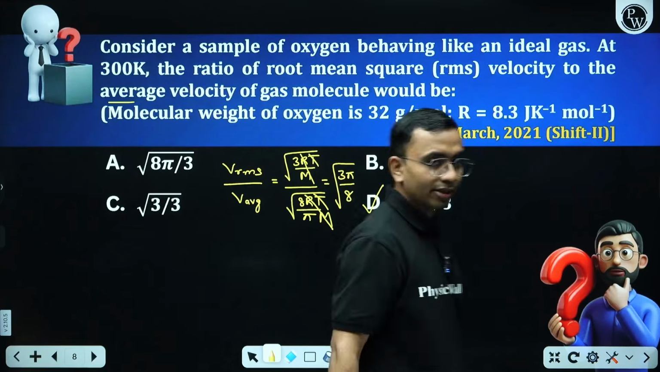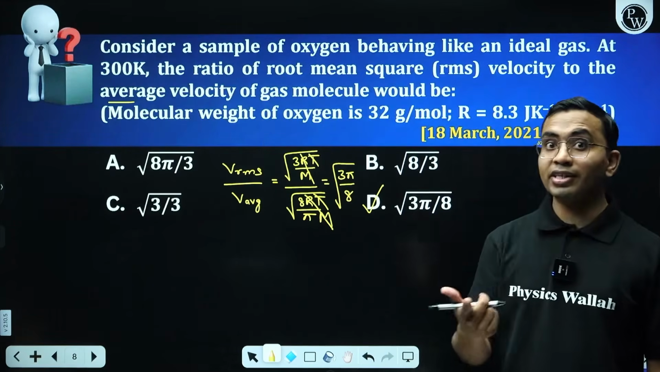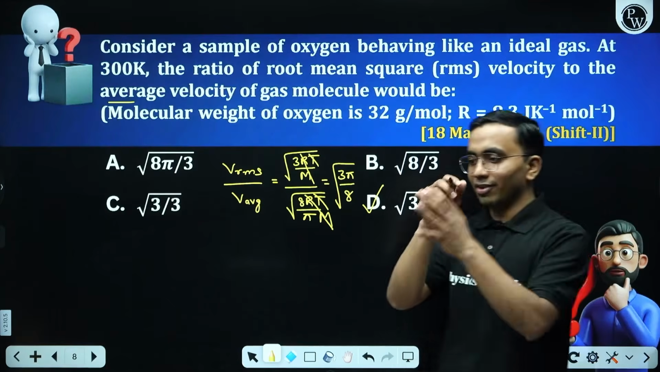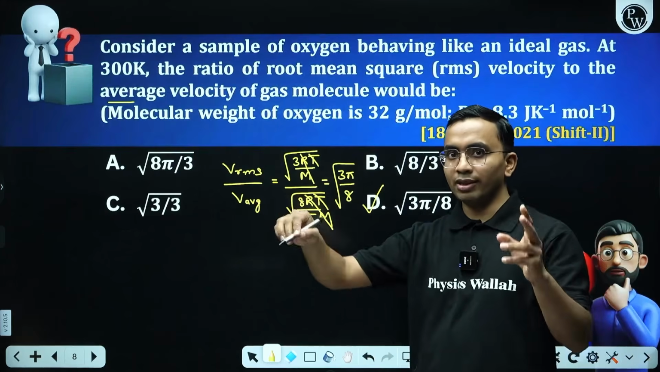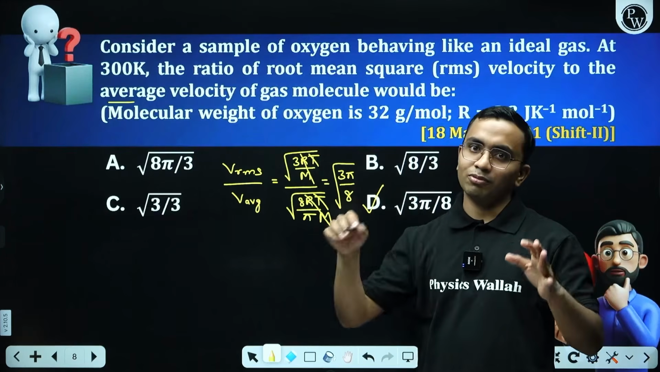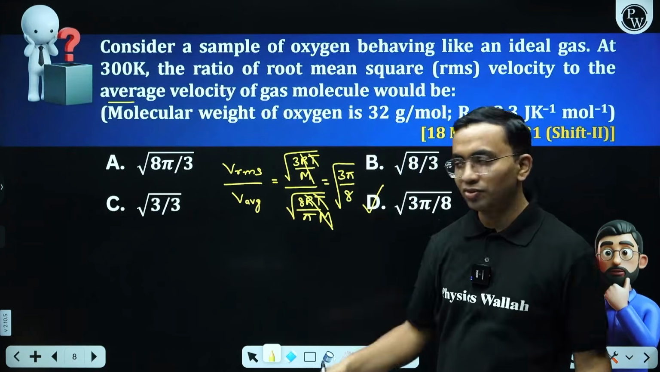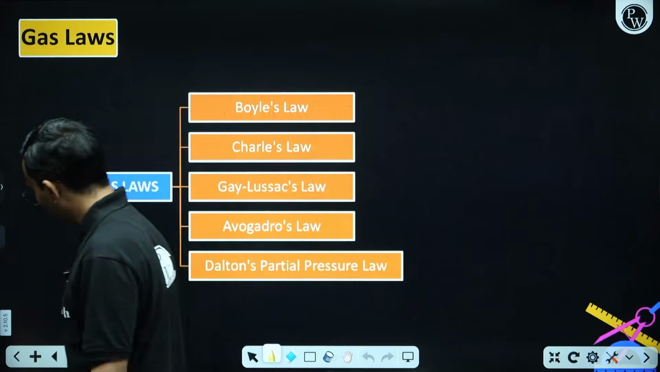So as I was saying, these types of questions are asked where the order is asked, which one is the highest. They will mention in the options like V RMS is greater than most probable, then greater than average, or average greater than most probable, greater than V RMS. So these types of options will be there, and then you need to mark one of them.